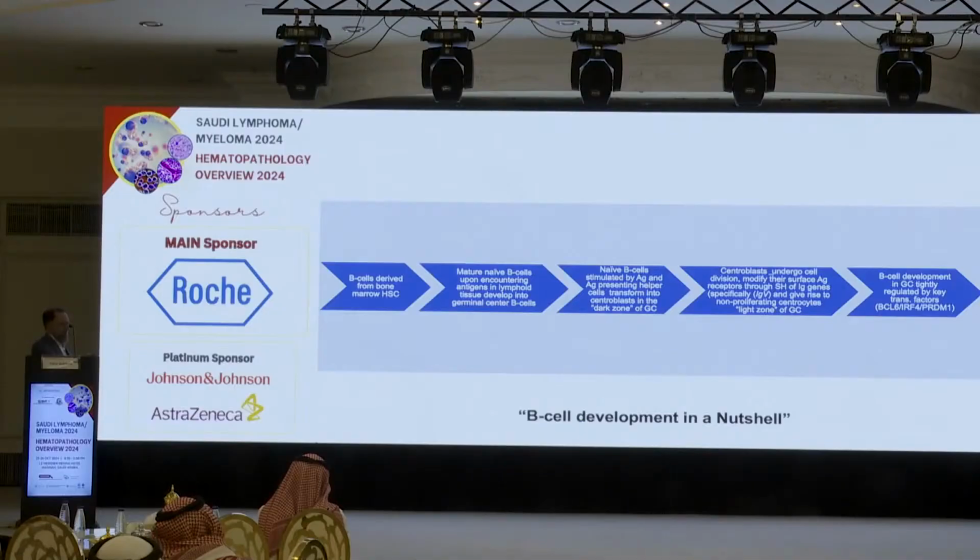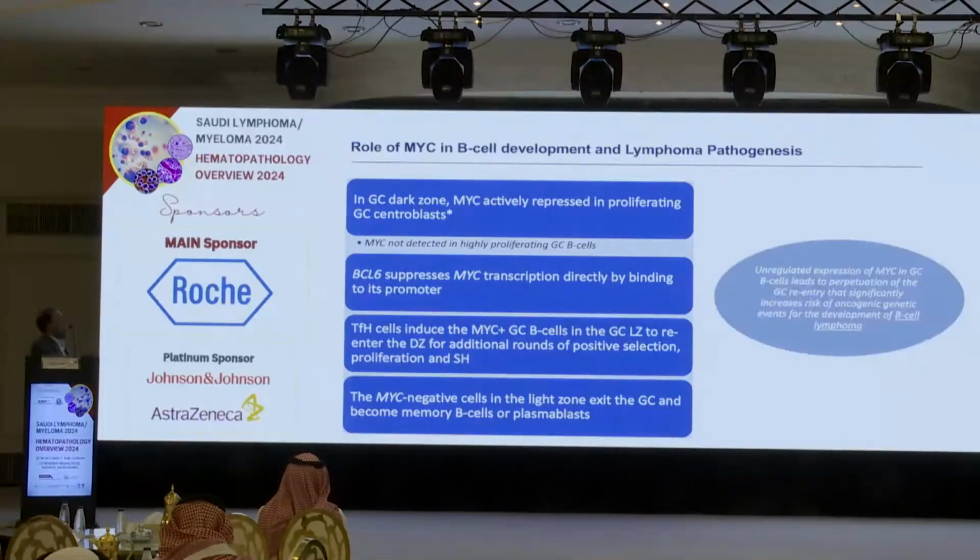So this is a simplified process that we know about what happens in the germinal center, the proliferation and the B cell development. It's very clear that the role of C-MYC is restricted. The role of C-MYC normally is restricted to the light zone. It does not have any role in the dark zone, because there it is actually switched off.